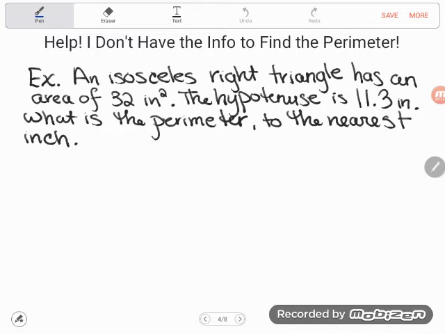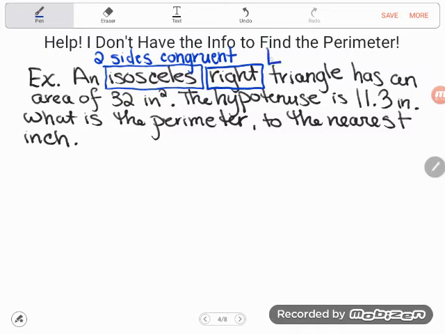It says an isosceles right triangle has an area of 32 square inches. Let's stop right there and make sure we understand this language. So first of all, isosceles. When you say that a triangle is isosceles, that means it has two sides that are equal in length. They're congruent. Congruence is just the fancy word we use for equal in geometry. They're the same length, okay? So two congruent sides. And then if you say that it's a right triangle, that means that it has a right angle on it.